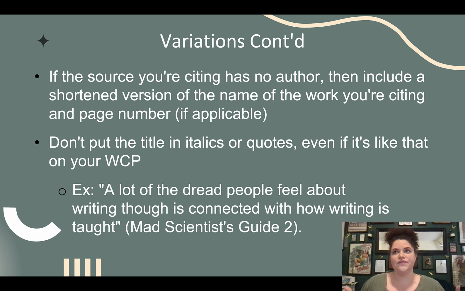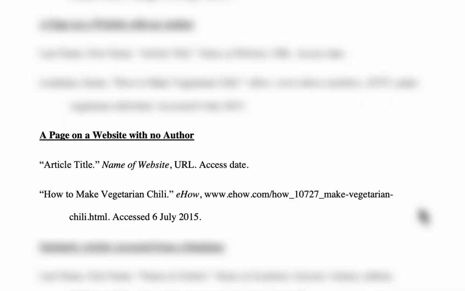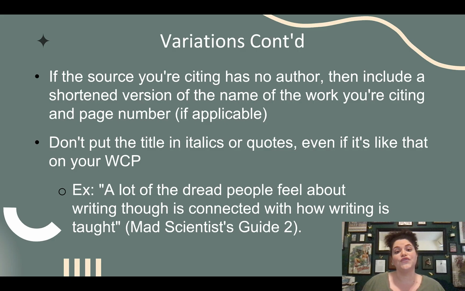So what do we do if the source that we are quoting in our essay does not have an author? What goes in the in-text citation then? So let's say we are using a source like this, right? A page from a website with no author. If you look at the template and the example, there's no author listed. So the first thing listed in the in-text citation is the name of the title, right? The name of the source.